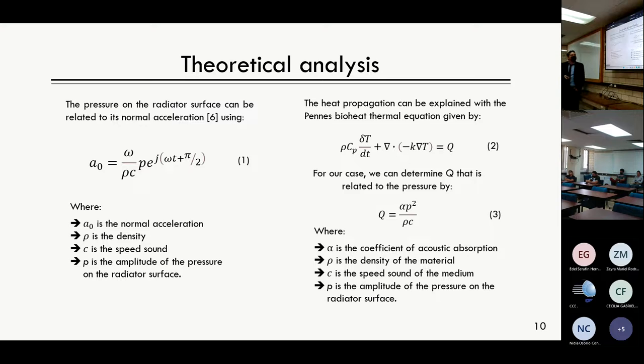starting with the theoretical analysis, we base our work on these equations, starting with the one related to the pressure on the radiator surface, which is related to its normal acceleration, explained with equation number one. For the case of the heat propagation, this can be explained with Pennes' bio-heat thermal equation given by equation number two. For our case, in this bio-heat thermal equation, the constant Q we can relate to the pressure by equation number three.